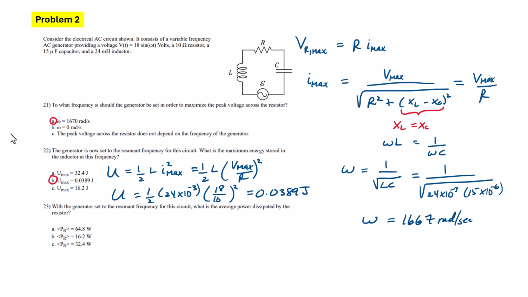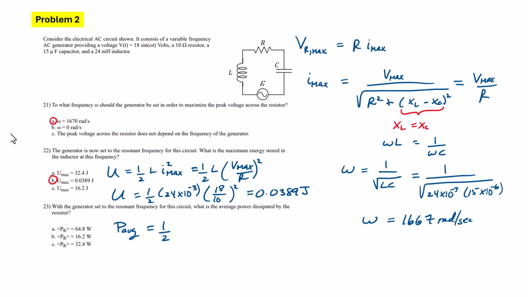All right, and the last part over here says, with the generator set to the resonant frequency, what is the average power dissipated by the resistor? All right, so our average power now, you write it as this. It is 1/2.